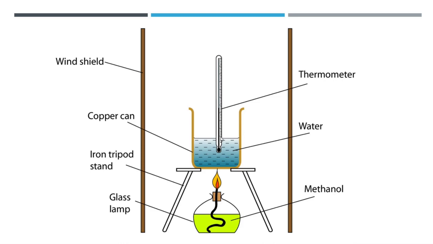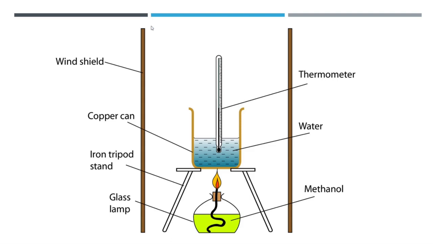Essentially all we're doing is burning the methanol, heating up the water, and then measuring the temperature increase. If we know how much water is in the beaker, and we know a value for water called the specific heat capacity, which we'll talk about in a second, and we also know the temperature increase of the water, let's say it's increased by 10 degrees, we can factor all those numbers together to figure out the energy released in kilojoules by the methanol.